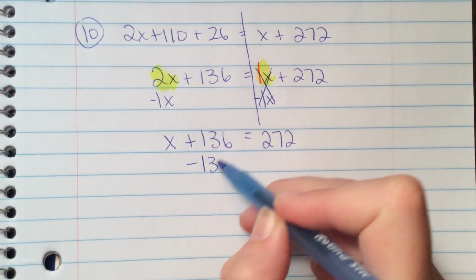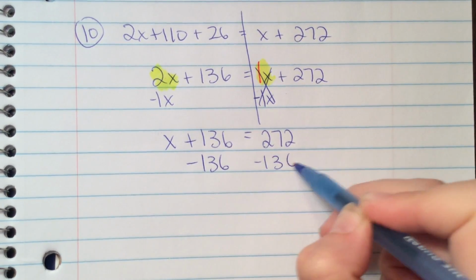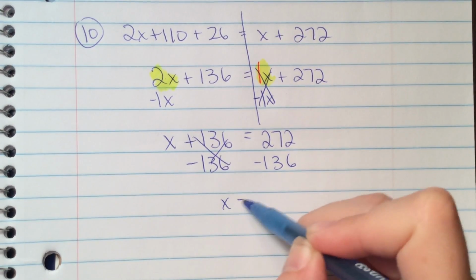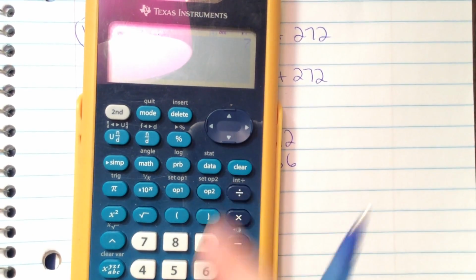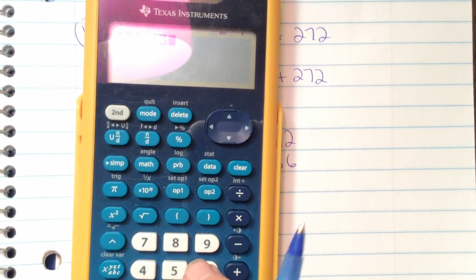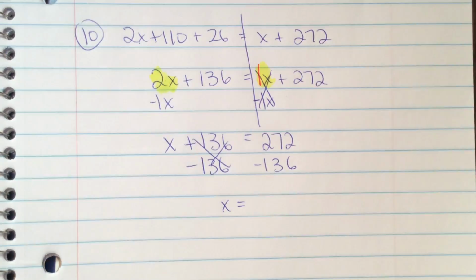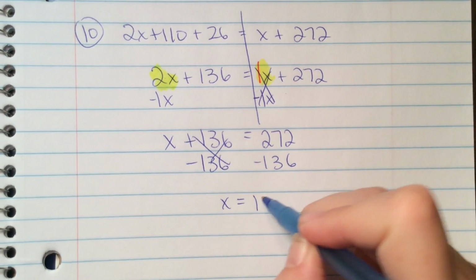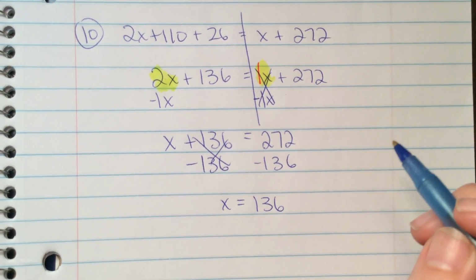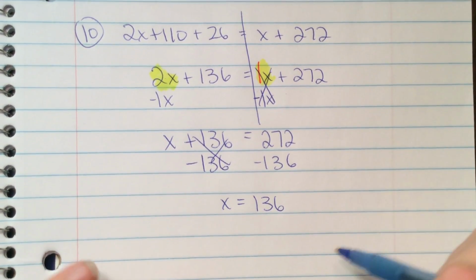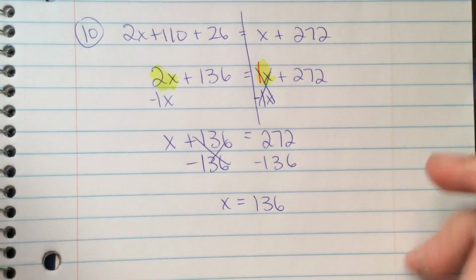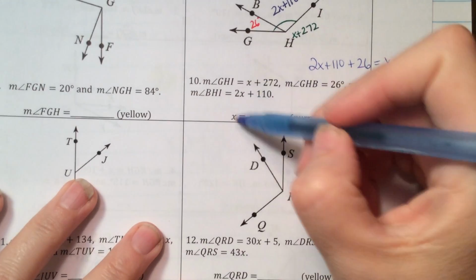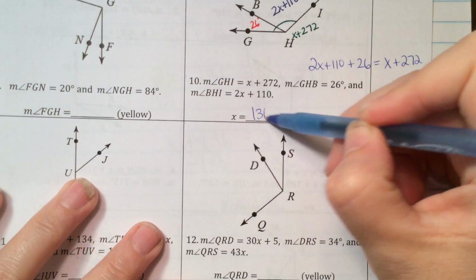Now we're going to subtract 136. And I don't know what 272 minus 136 is. Oh, it's 136. I wondered if it was. I didn't do that in my head, but okay, so x is 136. And that's all they're asking for, 136.